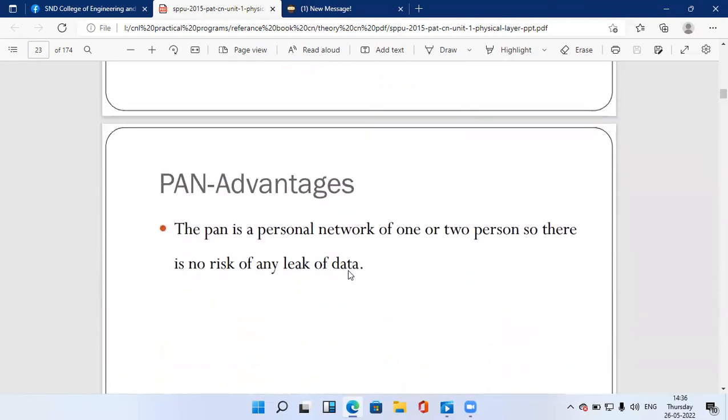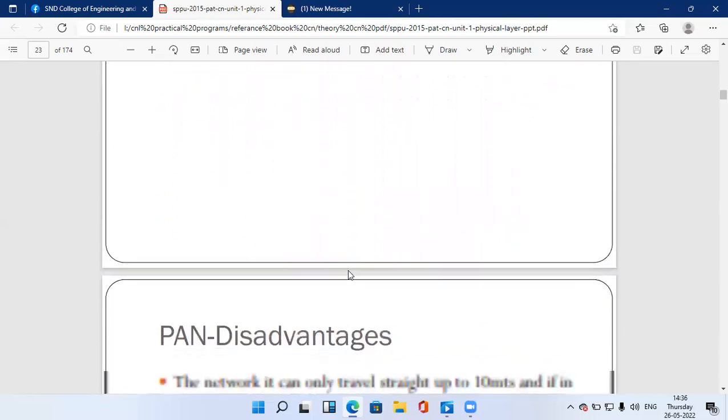After that, the advantages of your PAN. The PAN is a personal network of one or two persons, so there is no risk of any leak of data. Means me and my friend, we have shared the file using the mobile phone or laptop. So these are the advantages of your network.